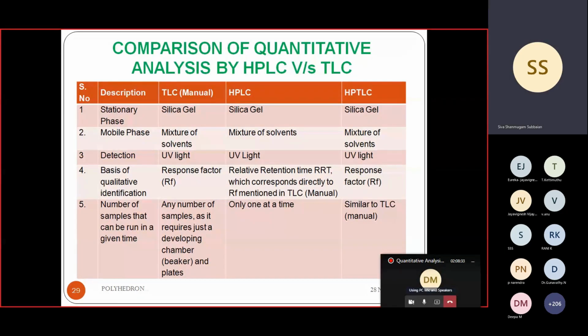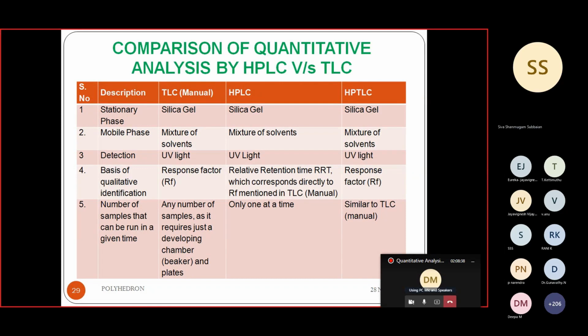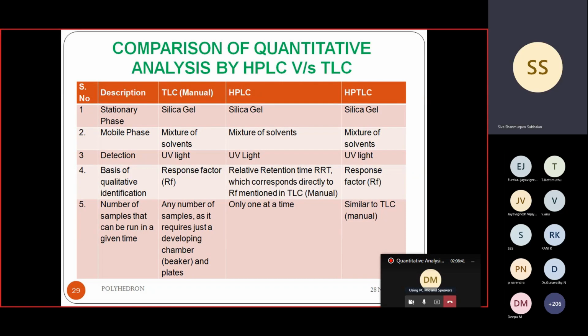So let's look at the tabular column here. The stationary phase in each of these methods, TLC as well as HPLC, in both cases is silica gel. The mobile phases in both cases are the same, a mixture of solvents. It can be an organic solvent or triethylamine or buffer or acetic acid, something like that. So the mobile phase is also the same. And for detection, in both cases we are using UV light.